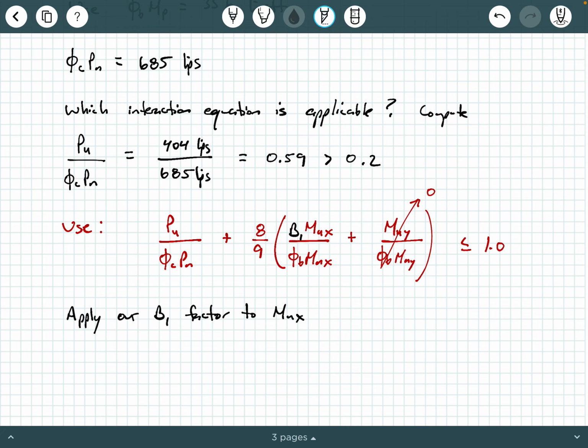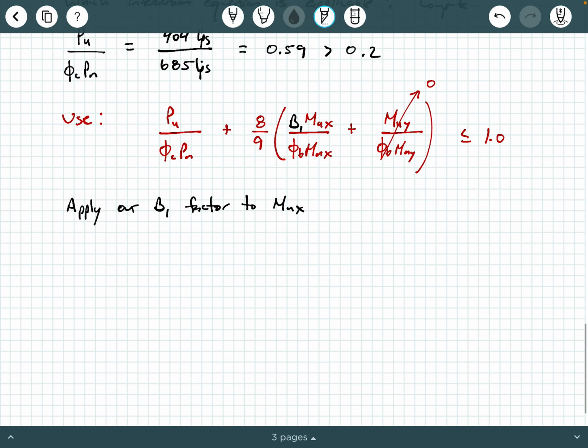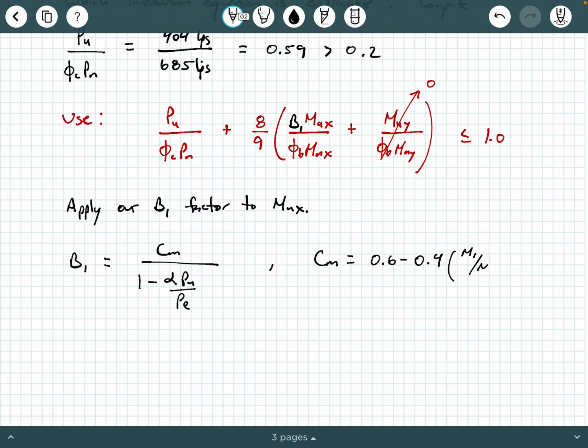Well, we're almost there, okay? We're about ready to move forward. So B1, that moment magnification or amplification factor, is equal to Cm all divided by 1 minus alpha Pu over P Euler, okay? And remember that Cm is equal to 0.6 minus 0.4 times M1 over M2 when you have single curvature bending and you don't have any transverse loading, okay?